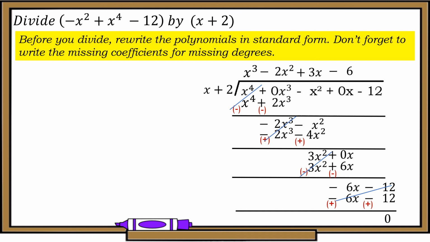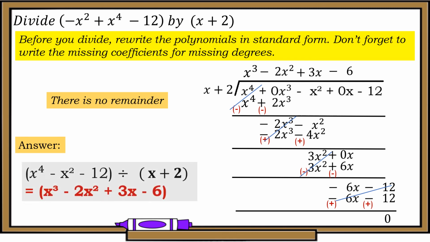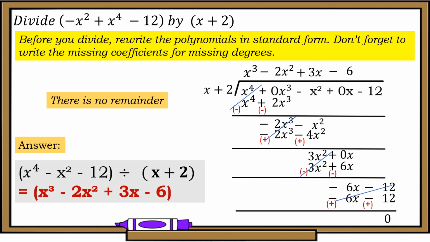Pag sinubtract mo yan, the answer is 0. So, ano ibig sabihin yan? That means there is no remainder. So, our answer now is x to the fourth minus x squared minus 12.